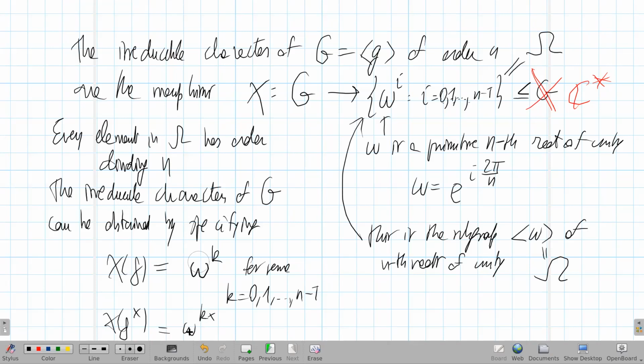That's the value on all elements. So we found the irreducible characters. Let's take a couple of examples explicitly. Okay, the small example. This is just the case of the cyclic groups, mind you. Then we'll do the general groups.